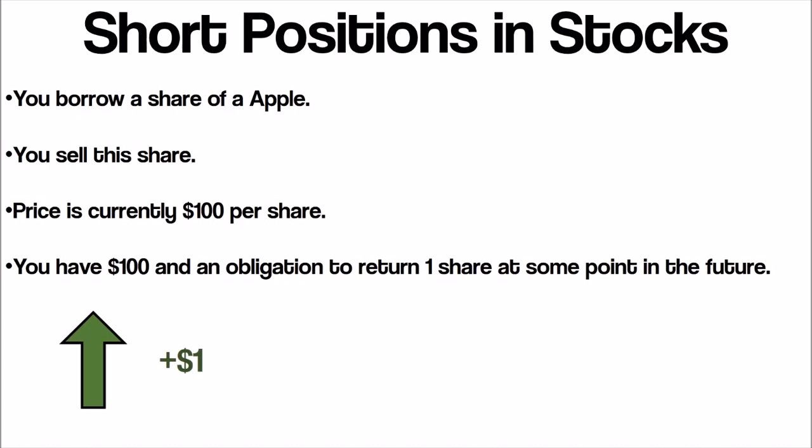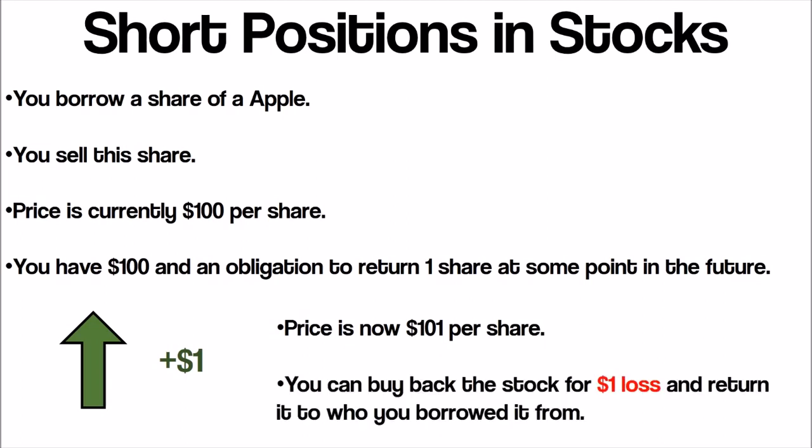Okay, so let's consider this situation. Say the price goes up by $1. And now the price is $101 per share. So if you're to buy back the stock, you'd have to buy it back for $101, and you sold it for $100. You only have $100 on you because you sold it for $100, so you're making a $1 loss on that. And then you buy the share back and you return it to whoever you bought it from.